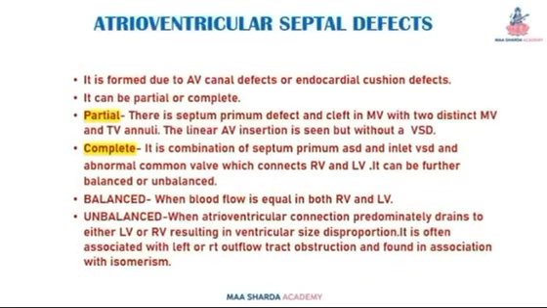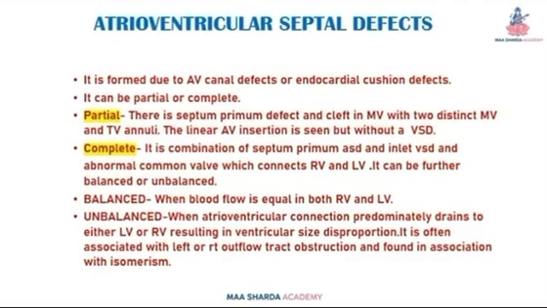Atrioventricular septal defects. It is formed due to AV canal defects or endocardial cushion defects. It can be partial or complete. Partial is also called septum primum defect, with a cleft in the mitral valve and two distinct mitral and tricuspid valve annuli. Linear atrioventricular valve insertion is seen but without a VSD.